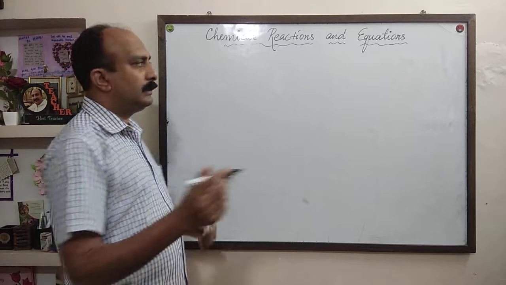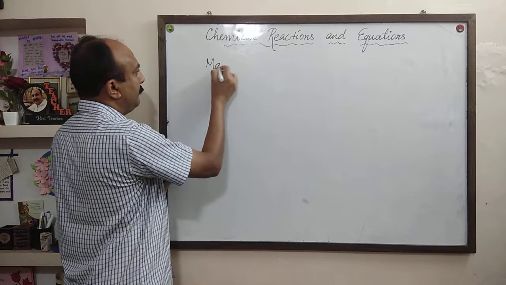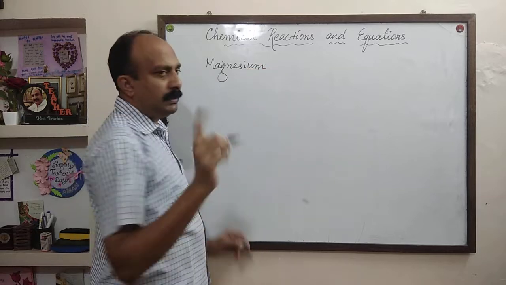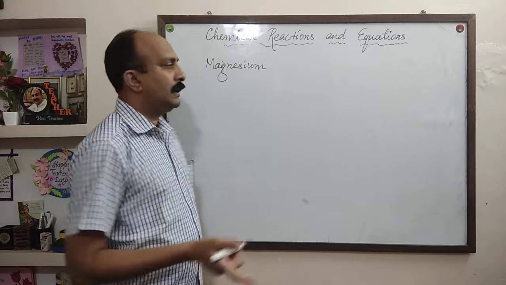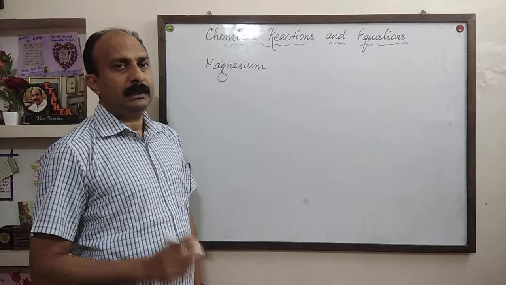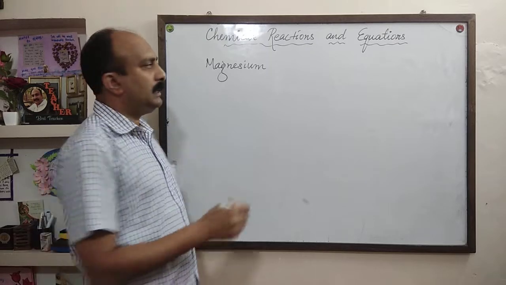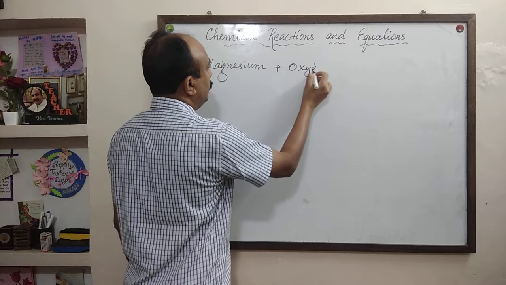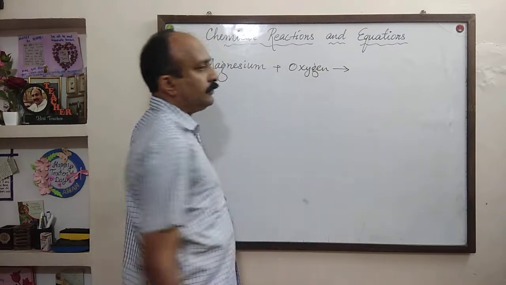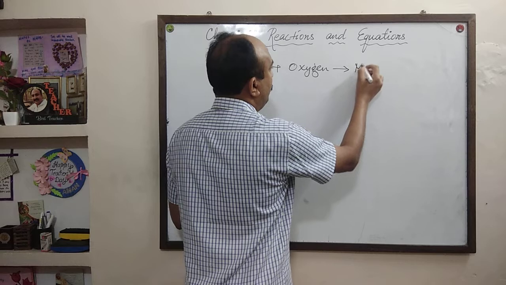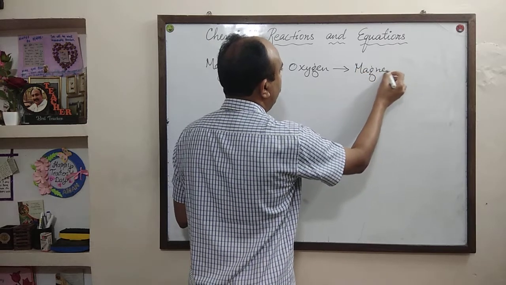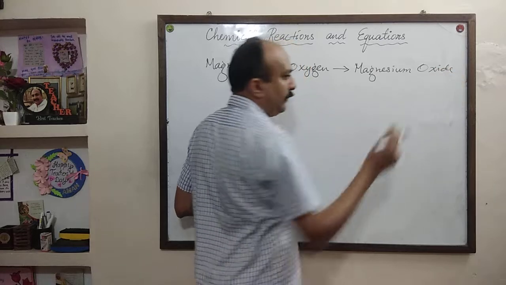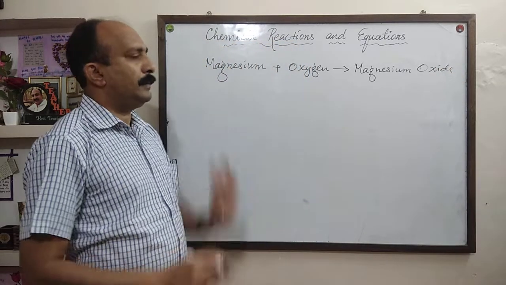So the first example: when magnesium is burnt in air. Burnt in air means in chemistry, plus oxygen or plus air. But we know that the oxygen of the air is used for burning, and it gives magnesium oxide. The white powder that you got after burning is magnesium oxide.